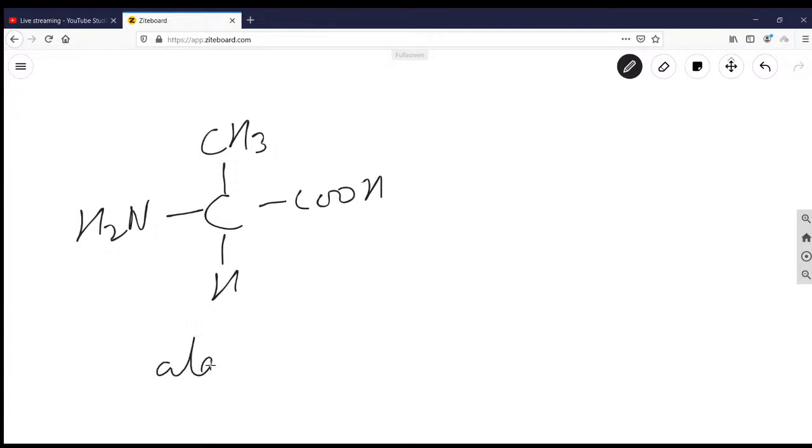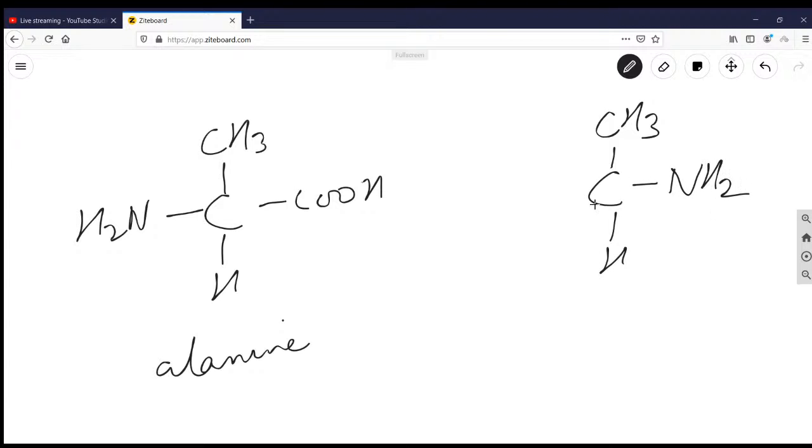Simply, this is alanine. Now this can also be alanine. This can also be your alanine. This is also alanine. Now, which will rotate the light to the right, and which will rotate the light to the left? For the alpha carbon, that we have to determine. Now, if we apply the CORN rule.